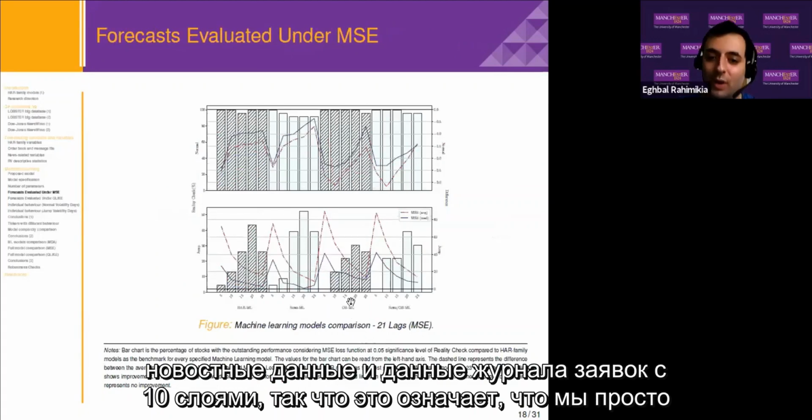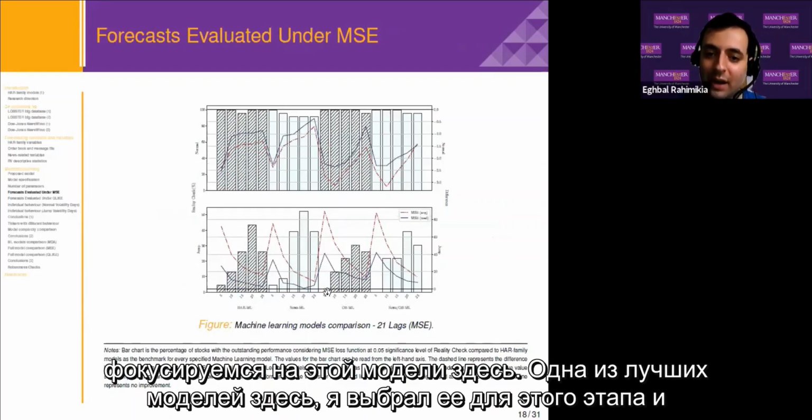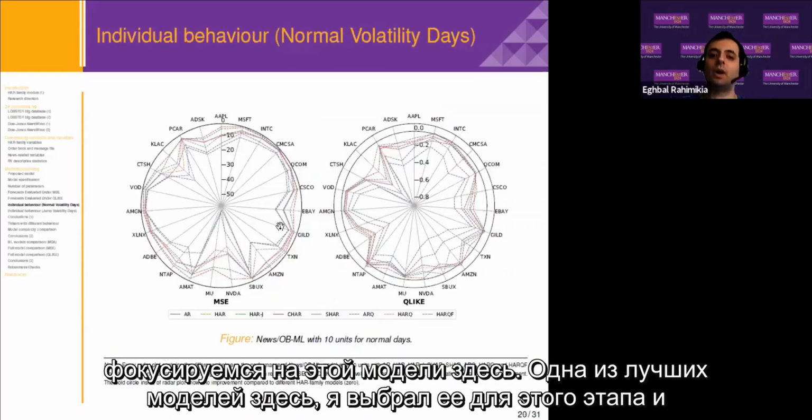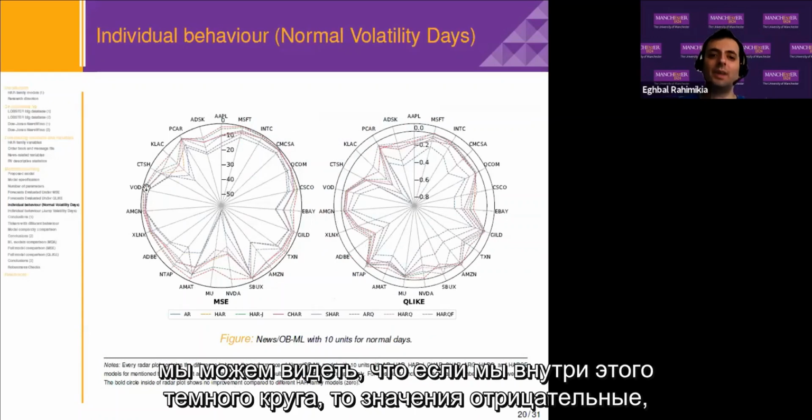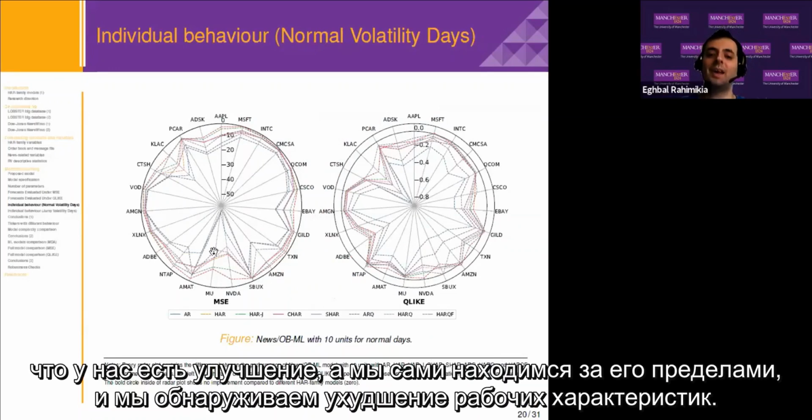So it means that we are just focusing on this model here, one of the best models I chose for this step. We can see that when we are inside of this bold circle, when the values are negative, it means that we have improvement. When we are outside, we have degradation in performance.